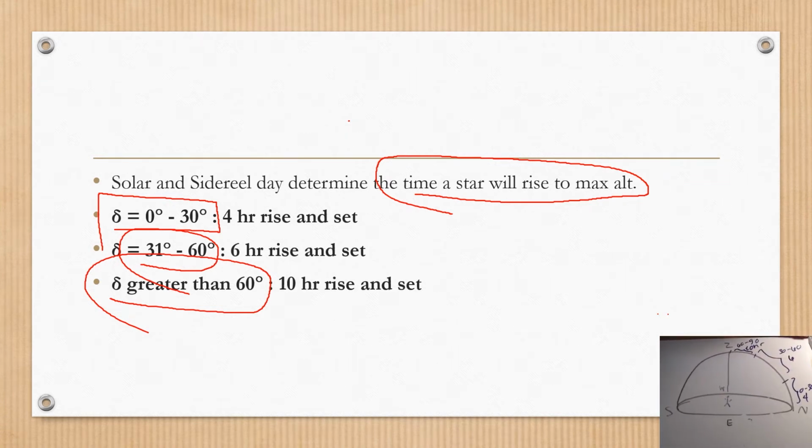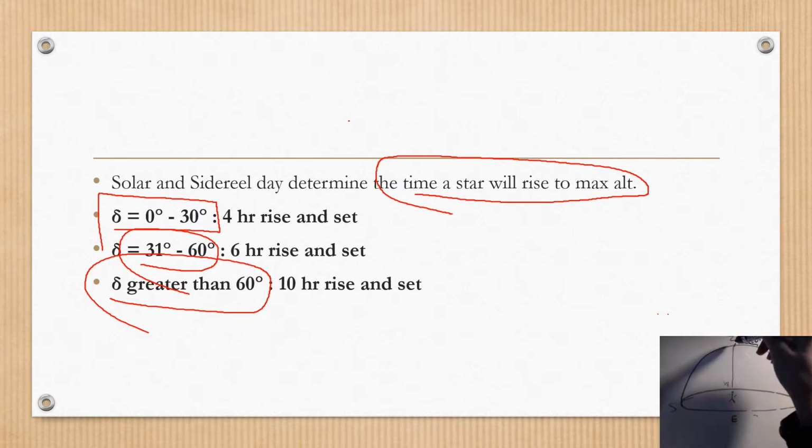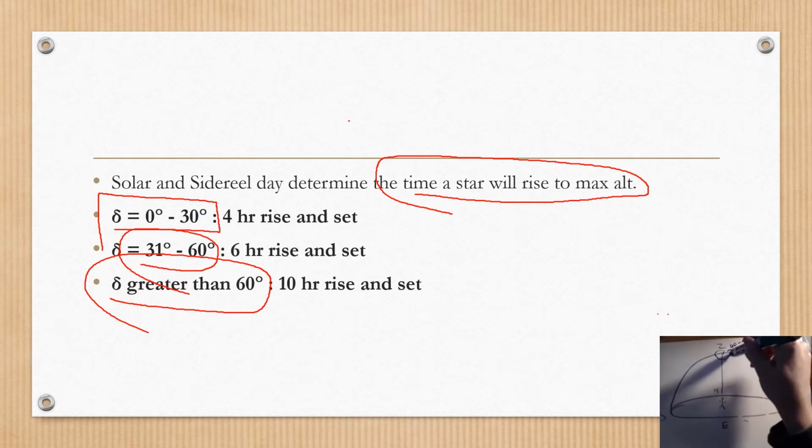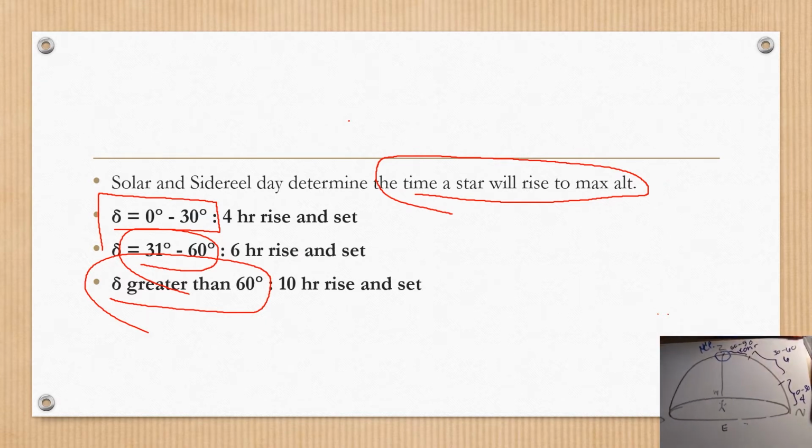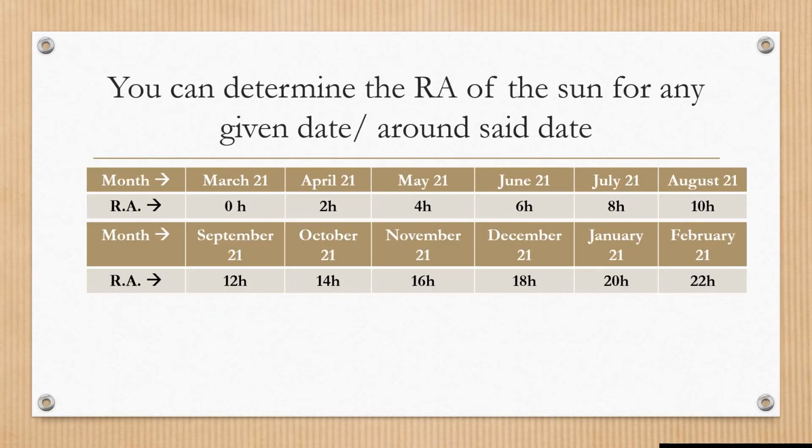Once we reach the North Celestial Pole, however, remember, these stars don't actually rise and set. Okay, so we're going to pretend that's the North Celestial Pole. Stars on the North Celestial Pole will just appear to rotate in a circle around our heads, never rising or setting. Using this to determine that, you can actually find the right ascension of the sun for any given date.